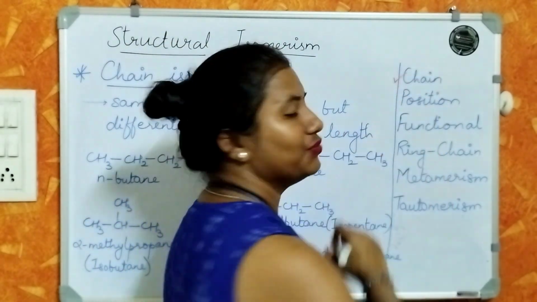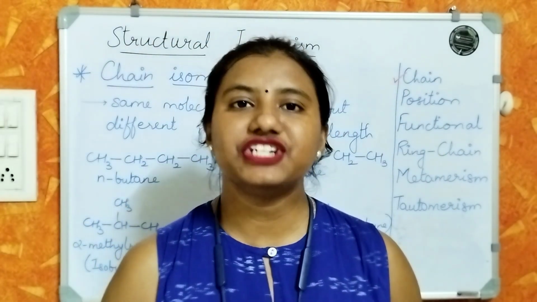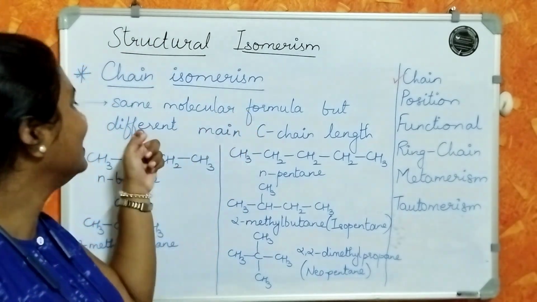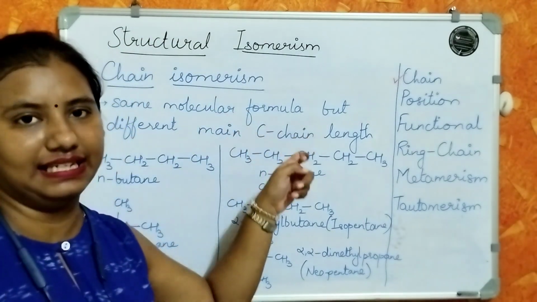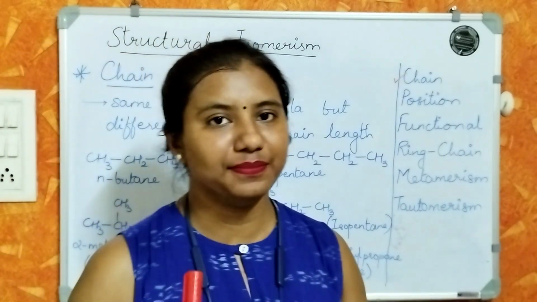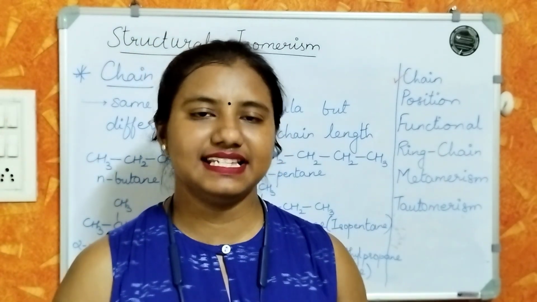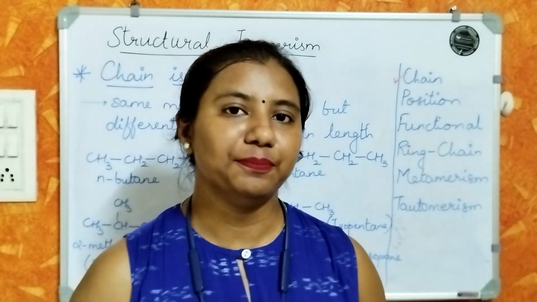So let's begin with what is chain isomerism. In chain isomerism, we have the same molecular formula but there is a different main carbon chain length. That means the main carbon chain, the longest chain of carbon, differs in the isomers. Let's see the example so that we understand it better.